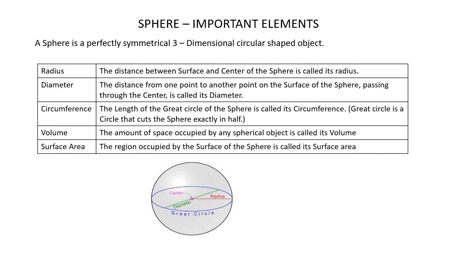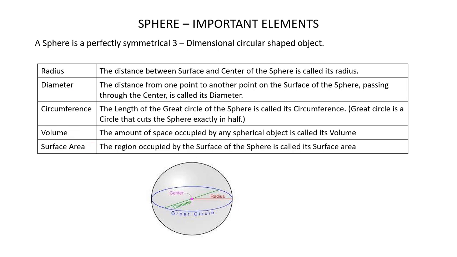Let's now learn about spheres. A sphere is a perfectly symmetrical three-dimensional circular shaped object. As you can see, this is the diagram of a sphere. Let's now learn a few important elements of a sphere like radius, diameter, circumference, volume, and surface area.